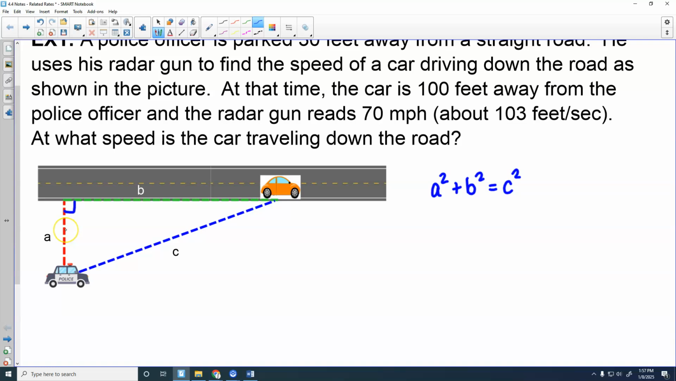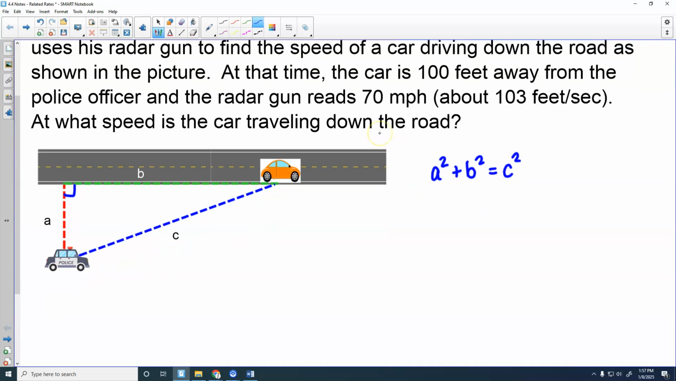It is A. The police car is not moving. It's just sitting on the side of the road, hidden behind a bridge or something, looking for a speeder, trying to get them. So A is not changing. It's constant. So since A is constant, we can go ahead and plug it into the equation. So we've got, was it 30? Yes, 30 feet away. So this is 30 over here. So we've got 30 squared plus B squared equals C squared.